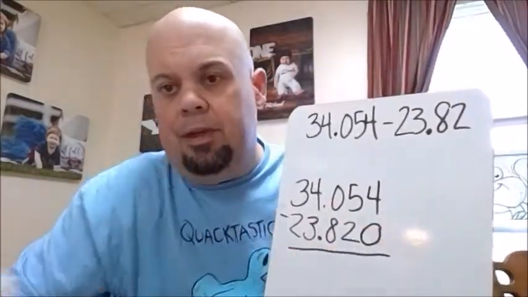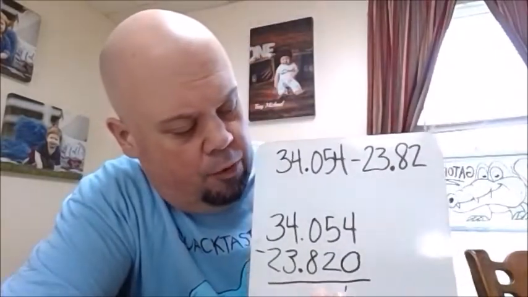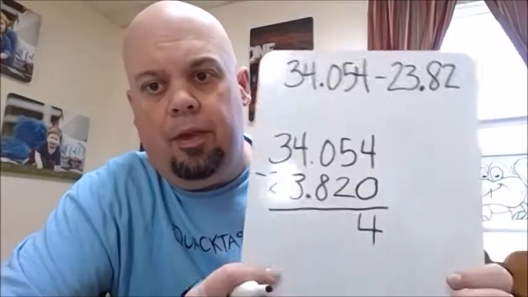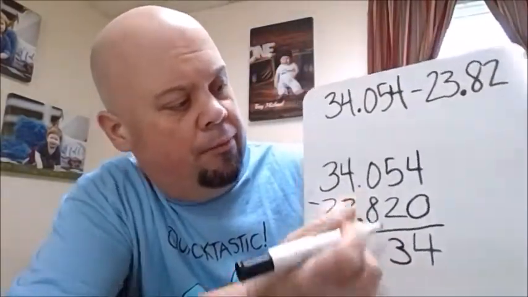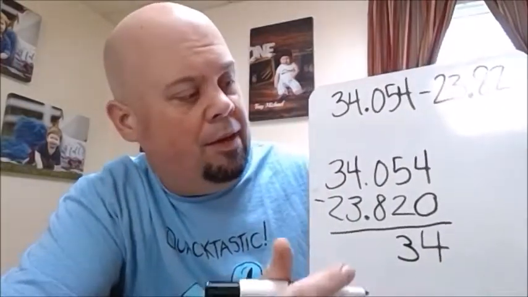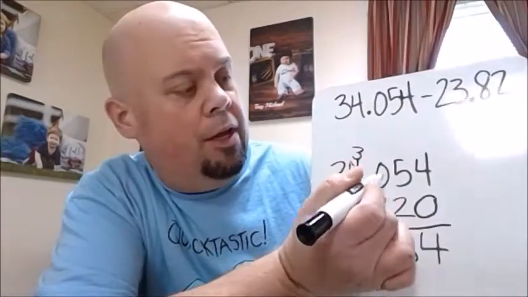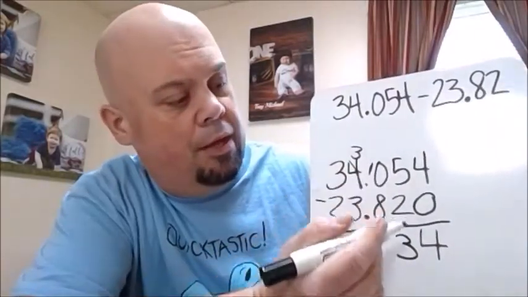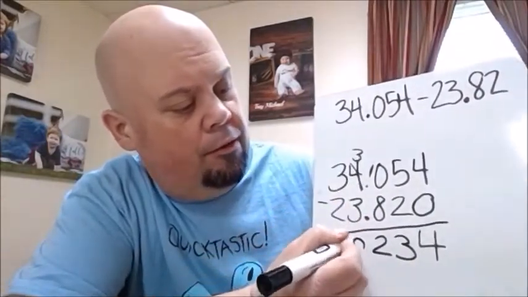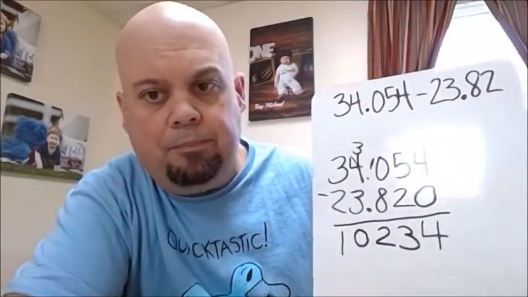Start in the smallest place value. 4 minus 0 is 4. 5 minus 2 is 3. 0 minus 8 is not possible. So you've got to borrow from the 4, make it a 3, and that will make this turn into a 10. So 10 minus 8 is 2. 3 minus 3 is 0. And then 3 minus 2 is 1.